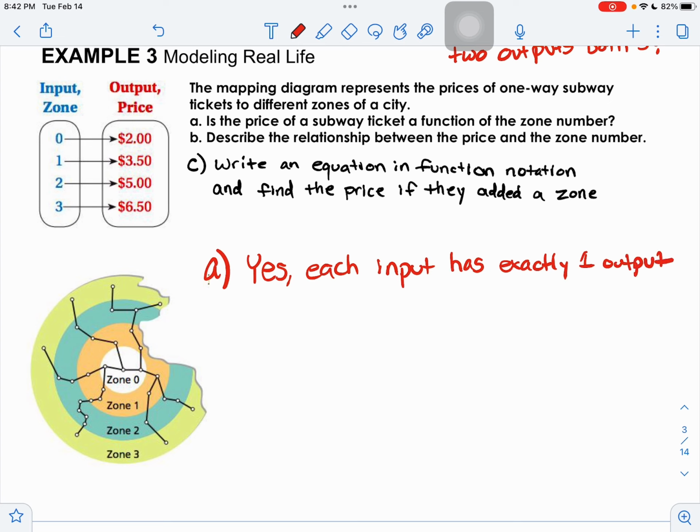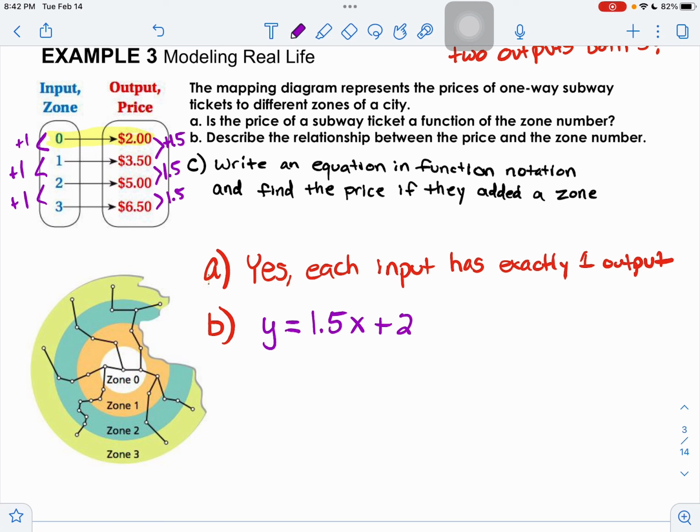All right, B says describe the relationship between the price and the zone number. So if I were looking at this relationship, I can see that this is a linear relationship, right? Where my slope is going up by $1.50 each time we jump a zone, and the zones are just going up by 1. Okay, so my slope here is going to be 1.5x, right? And my y-intercept, or zone 0, was $2. So that's going to be plus 2.